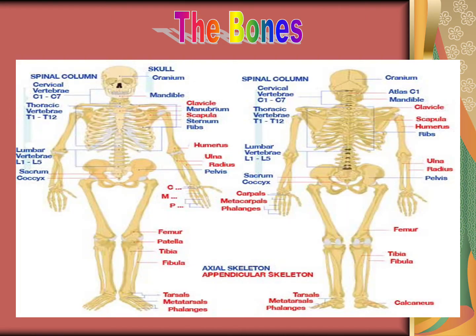These are the skeleton, the bones. So, you have to memorize the names of the bones. Those in blue are the axial ones, and those in red are the appendicular skeleton.